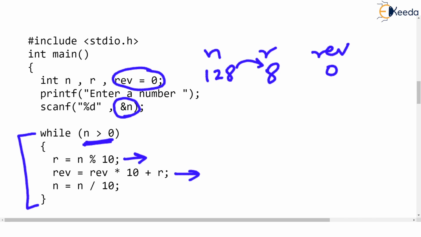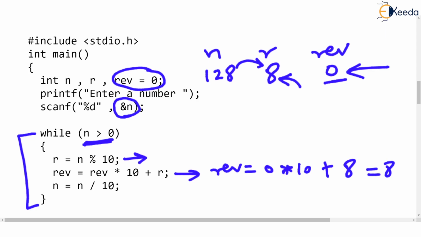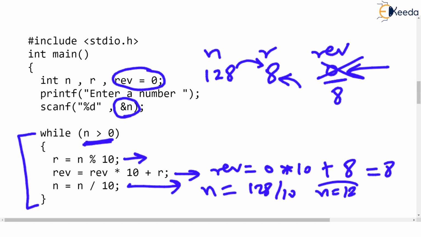Now solve this line with me. Rev becomes rev into 10. So rev becomes 0 into 10 because rev is currently 0. So 0 into 10 plus r, and notice r is currently 8. So rev becomes 8. The new value of rev is 8. And now solve this line with me. n is equal to n by 10. So n becomes 128 upon 10. As you all know, n will become 12. So the new value of n is 12.